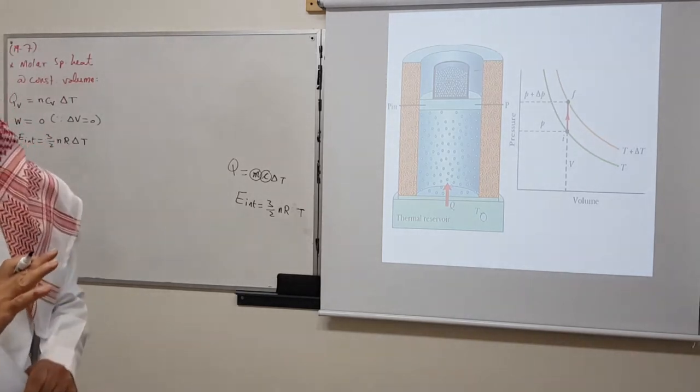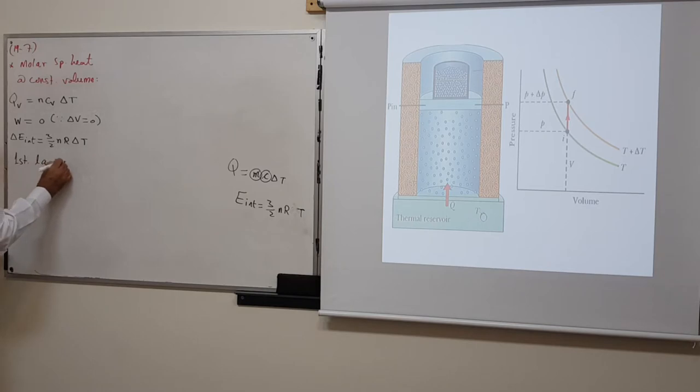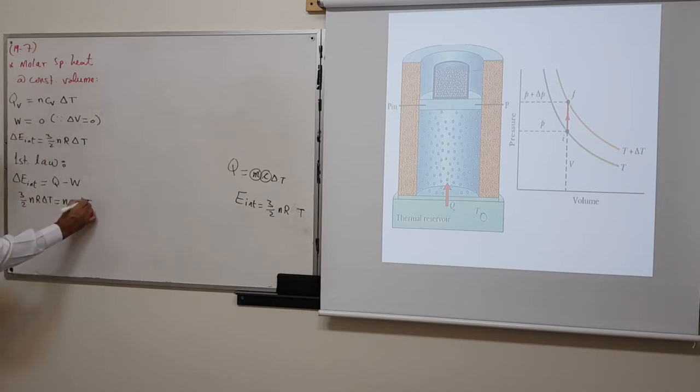Now we have the three quantities that we need to apply the first law of thermodynamics. The first law of thermodynamics says the change in the internal energy in a thermodynamic process is equal to Q minus W. So 3/2 nR delta T is equal to nCV times delta T, and the work is zero. So let's cancel. n will cancel, delta T will cancel, and we get our first result.